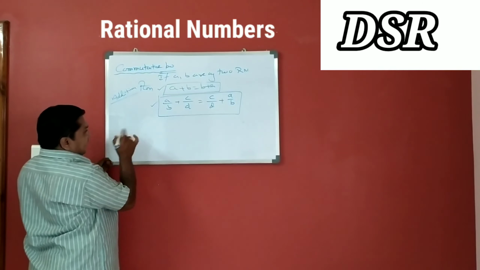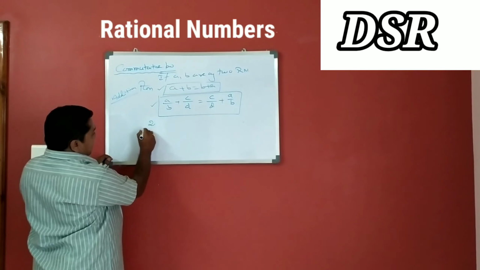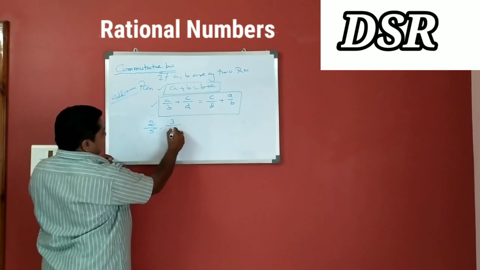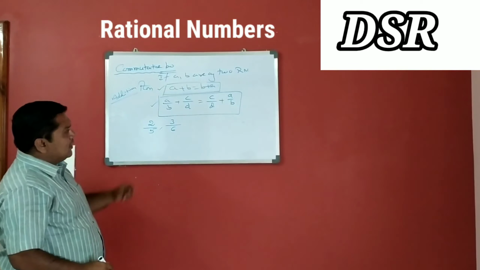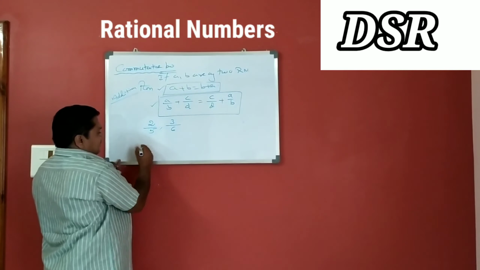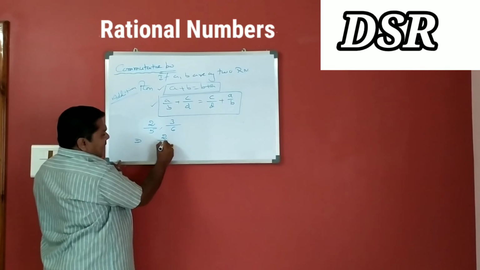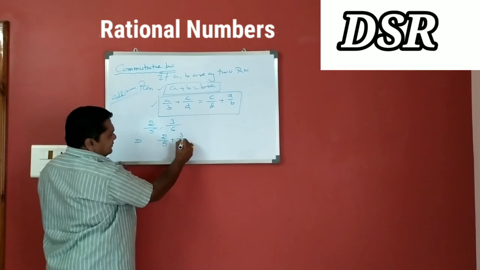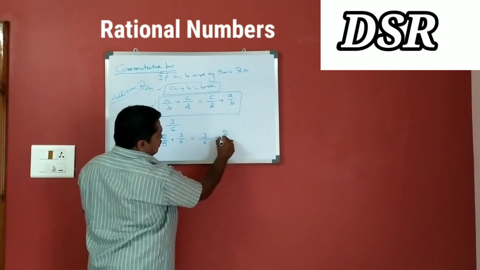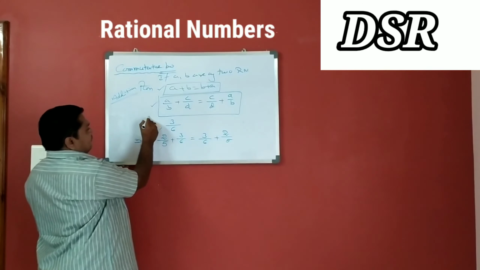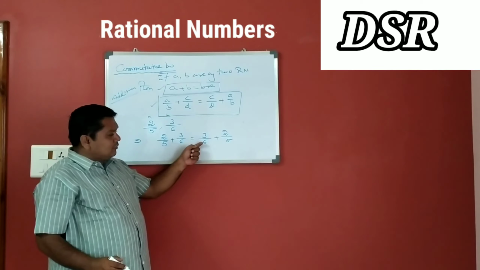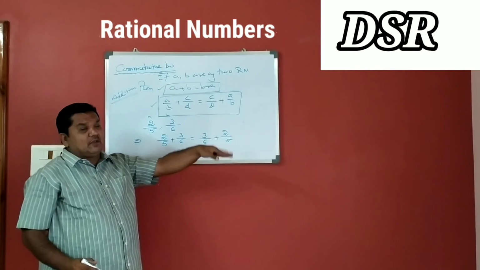For example, you can take any two rational numbers, 2 by 5, comma, and next 3 by 6. These are two rational numbers. Then we have to apply the first condition, A plus B equals B plus A. That implies 2 by 5 plus 3 by 6 is equal to 3 by 6 plus 2 by 5. If it is A and it is B, then A plus B is equal to B plus A. The rational numbers are of the P by Q form.